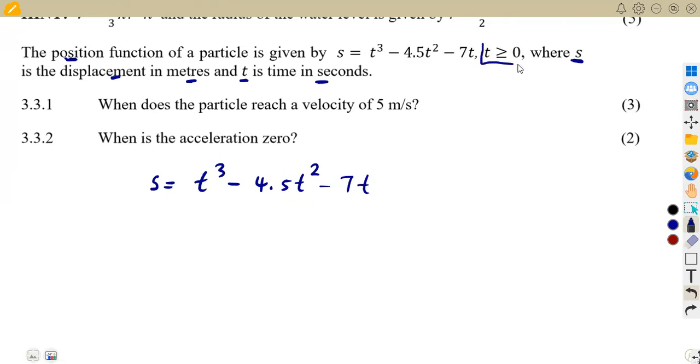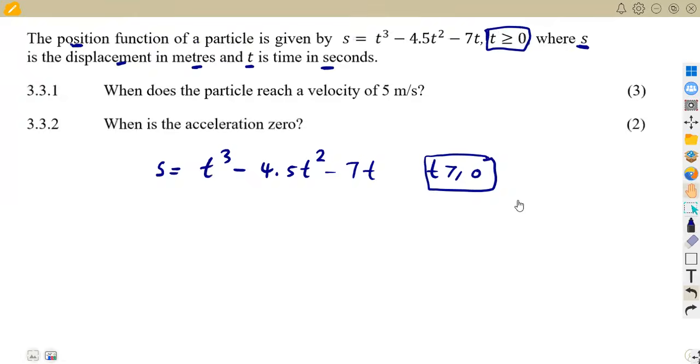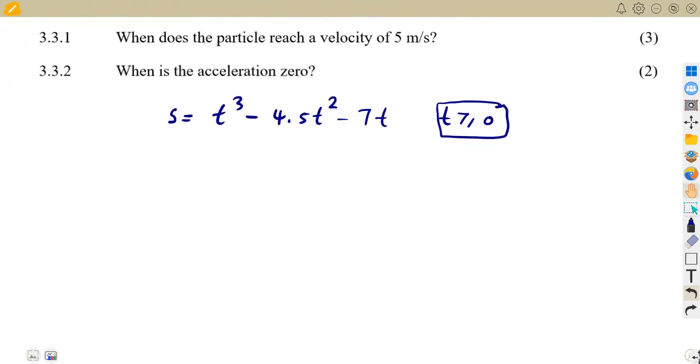And we have a condition to work with at this moment that T must be greater than or equal to 0. We need only values that are greater than or equal to 0. So remember, I talked about this one. It's just a repetition here, where S is our displacement and T is representing the time.